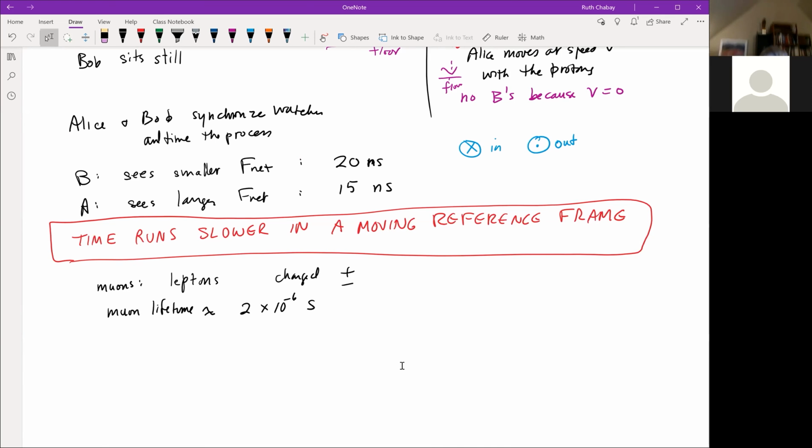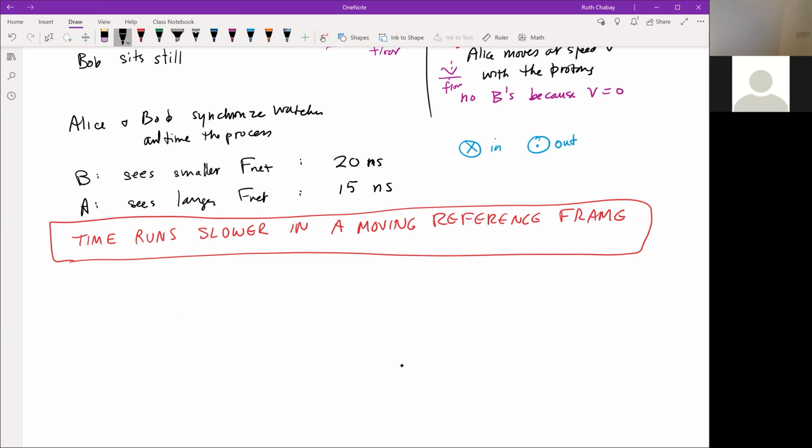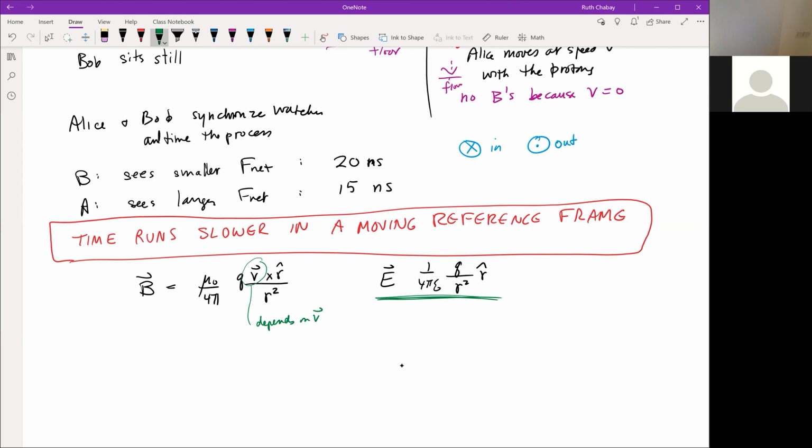Well, why does the electric field not depend on the reference frame? And the reason, notice that the equations, and we should have been kind of suspicious about this. So the equations for the electric and magnetic fields of charged particles are quite different. And we should have been suspicious about this from the beginning, because this one doesn't have a V in it. But this actually depends on the speed of the particle, and therefore it depends on whether something is moving or not.